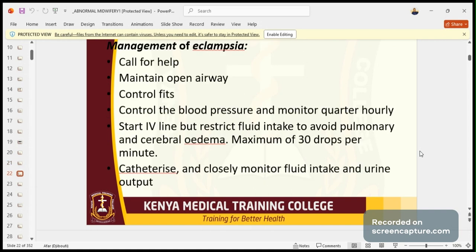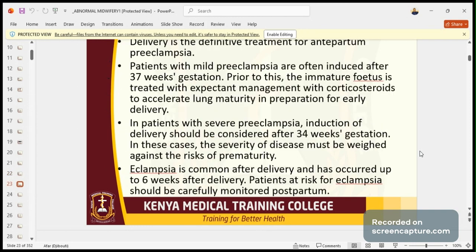Okay. Go for help. Maintain open airway, control the fits, control the blood pressure, monitor quarter hourly, start IV line but restrict fluid intake to avoid pulmonary and cerebral edema. This is for eclampsia. You need to call for help, maintain open airway, control the fits, control the blood pressure, and monitor quarter hourly. Start IV line but restrict fluid intake to avoid pulmonary and cerebral edema, maximum of 30 drops per minute. Catheterize and closely monitor fluid intake and urine output.